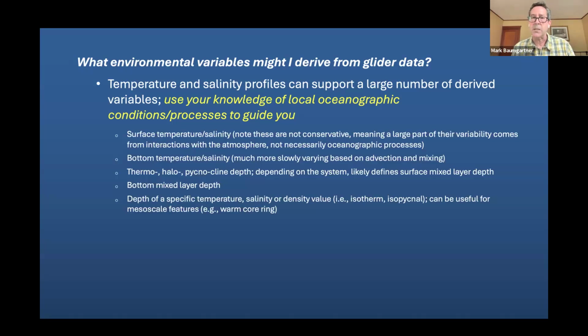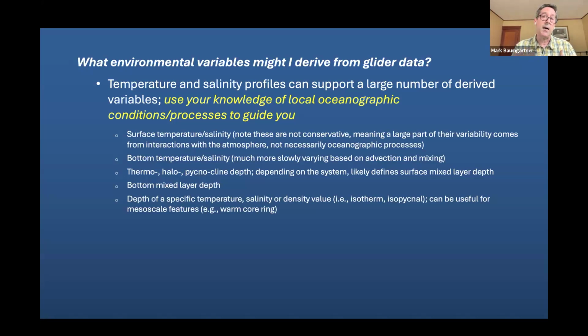Unfortunately, surface temperature and salinity are not conservative, meaning a large part of the variability in surface temperature and salinity comes from factors that are driving the atmosphere, not necessarily the ocean. Some of the variability in surface temperature and salinity has to do with the ocean, and that varies from place to place.